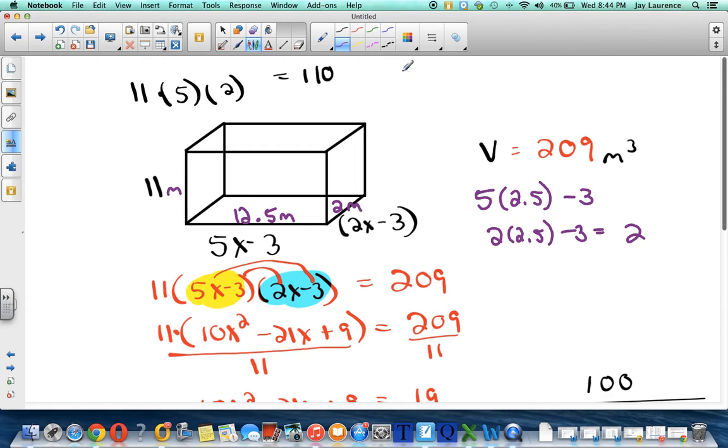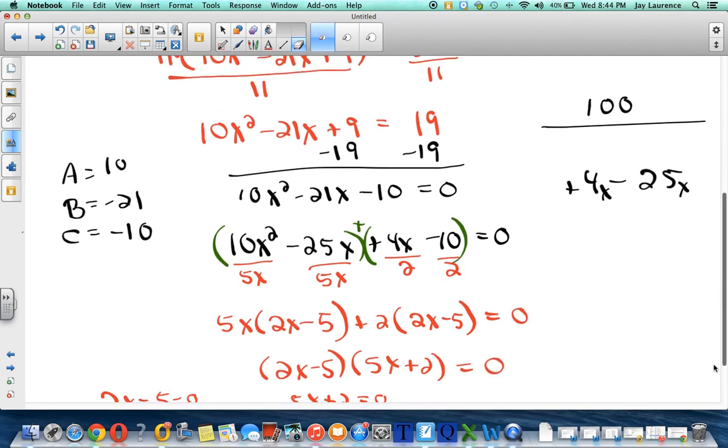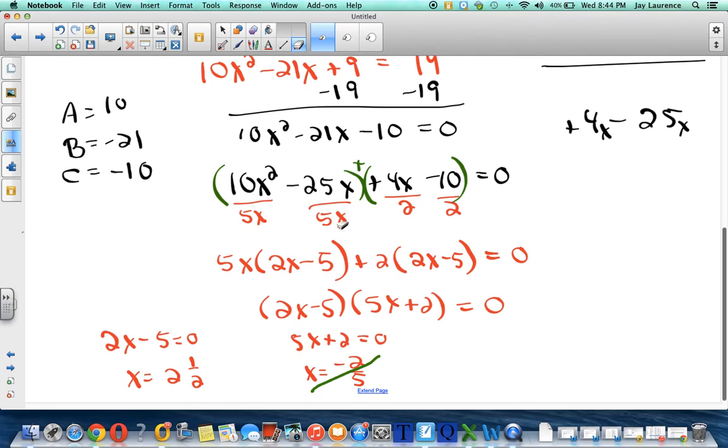Uh-oh, it equals 275, so I goofed somewhere. Wow, I can't see my mistake here. Let me get rid of this. This is unnecessary work. Hopefully you caught my mistake. I wish you could tell me what it is right now. Let me see.